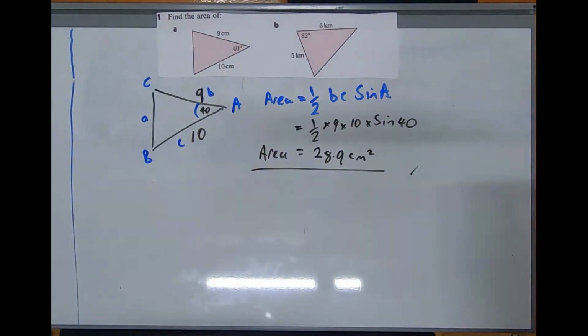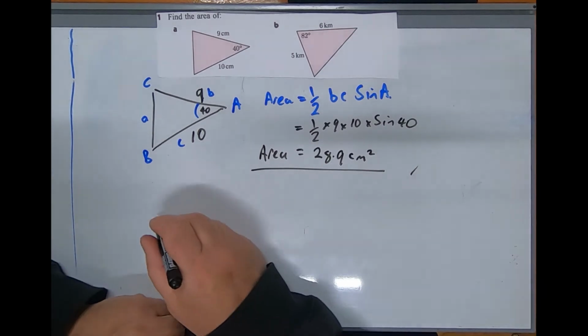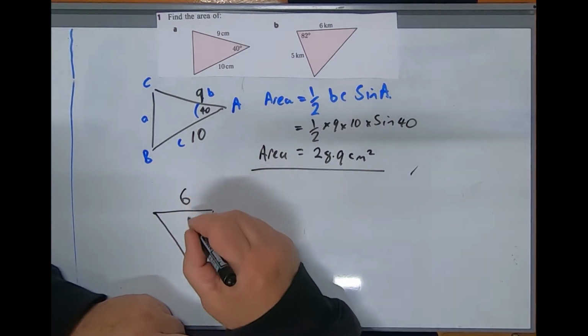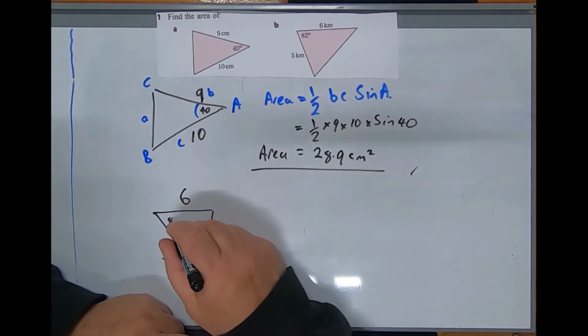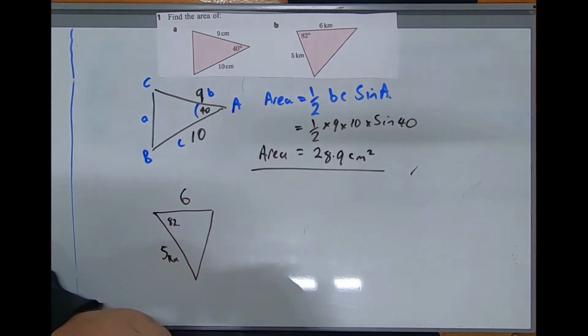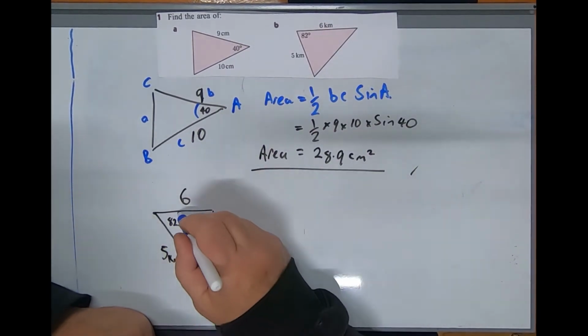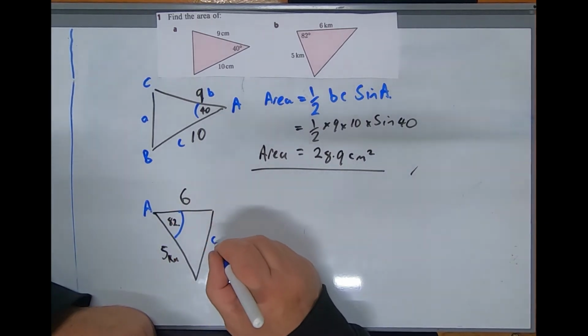Okay. New picture. Okay. So this one's in kilometres. No tricks. It's a 6. It's a 5. And it's an 82 in the middle. Along comes the labelling system. I'm interested in this angle, so I'm going to call it A. Opposite angle A is little a.